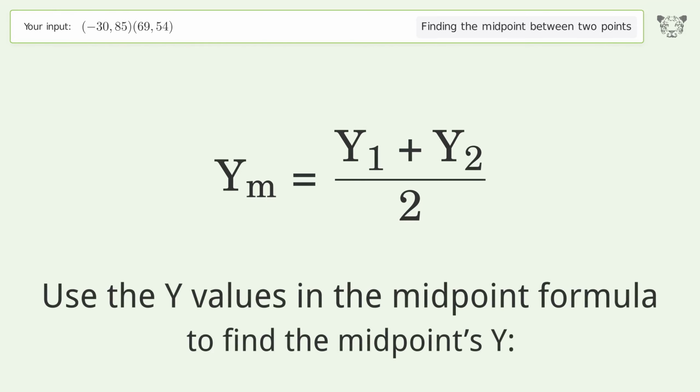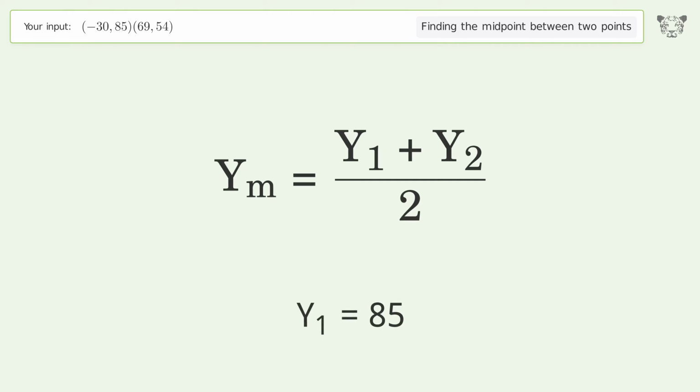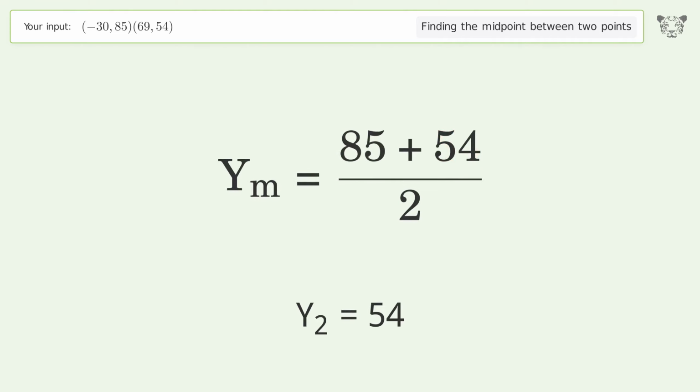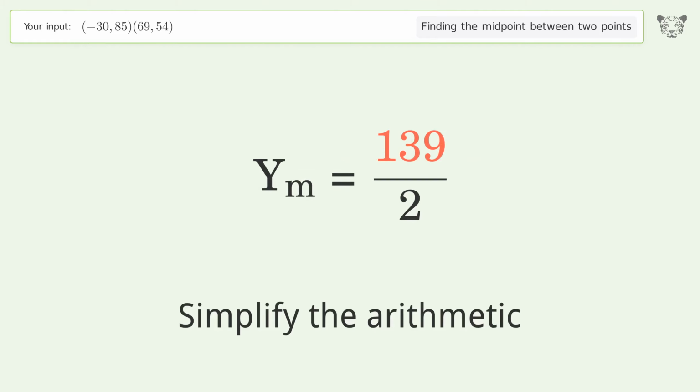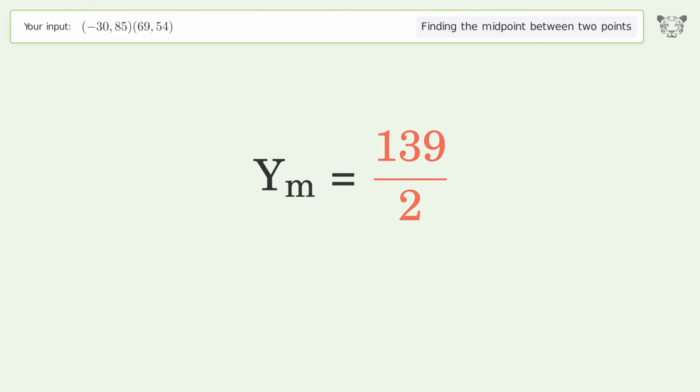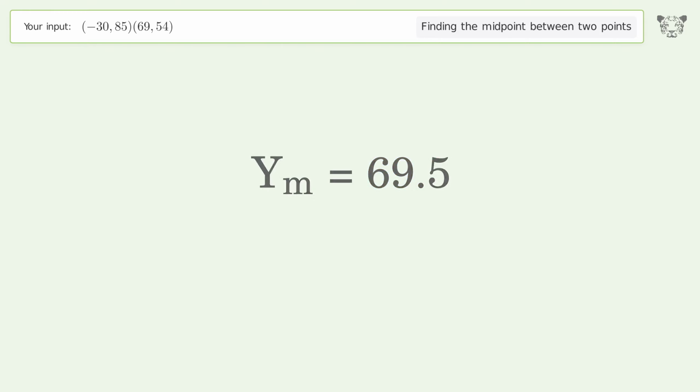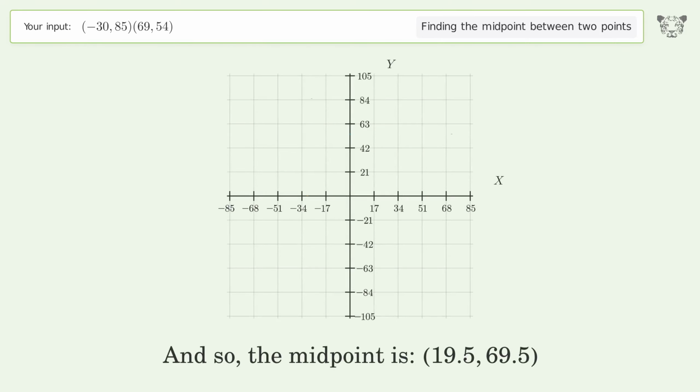Use the y values in the midpoint formula to find the midpoint's y. y1 equals 85. y2 equals 54. Simplify the arithmetic. And so, the midpoint is 19.5, 69.5.